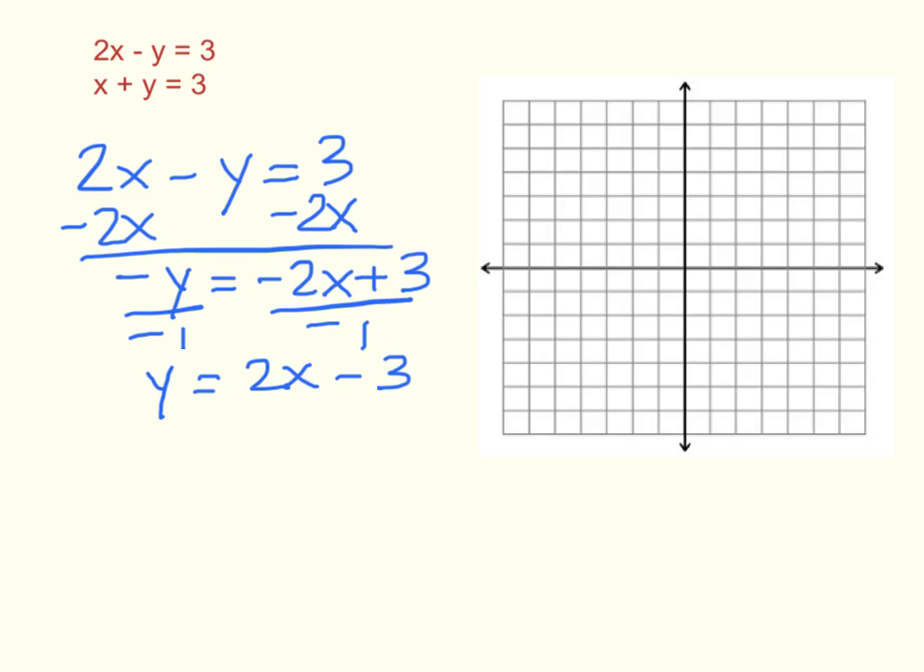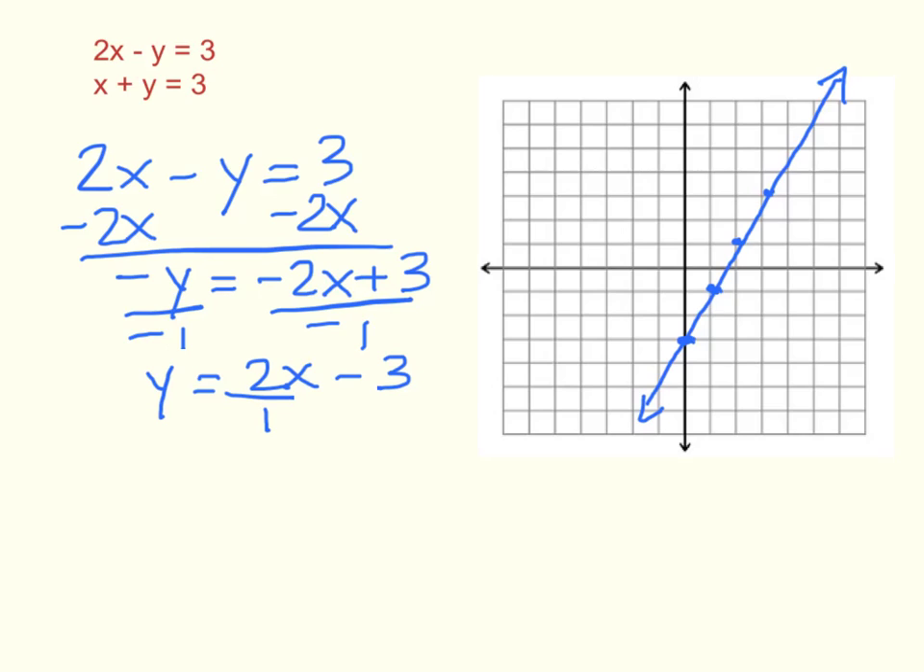Now I'm going to graph this equation. So I'm going to go down 3 on my y-intercept, my y-axis. And then my slope is 2 over 1, so I'm going to go up 2 and over 1. And up 2 and over 1. And then I'm going to make the straightest line I can. I recommend you use a straight edge, but I don't have one, or I don't know how to use it.